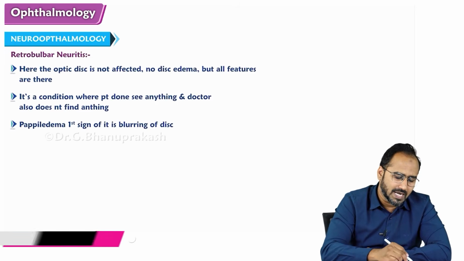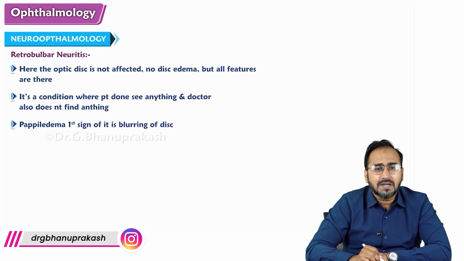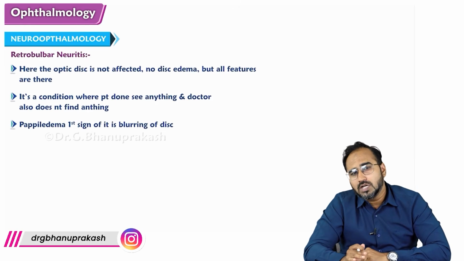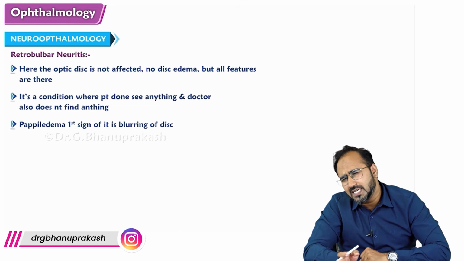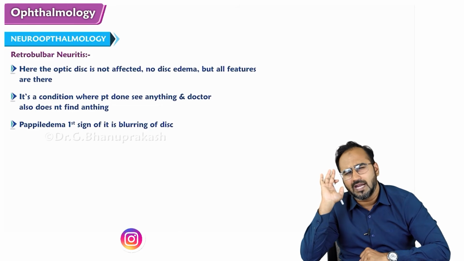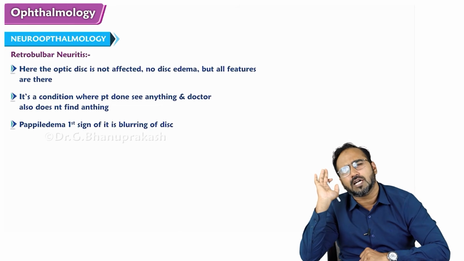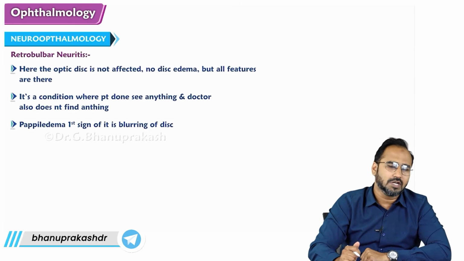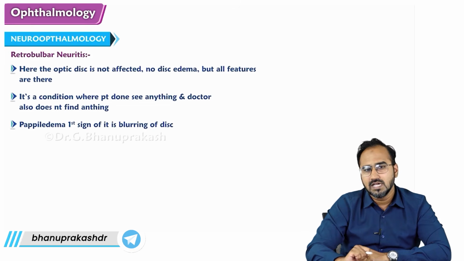Next, coming to retrobulbar neuritis. What is meant by the term retrobulbar neuritis? Retrobulbar neuritis is also an inflammation of the optic nerve. It's basically the inflammation of the back part of the optic nerve, not involving the optic disc.